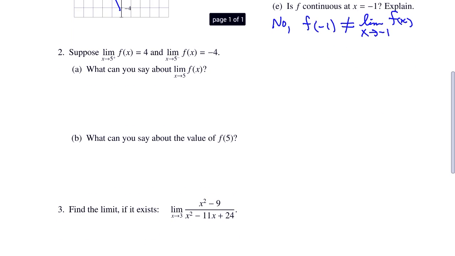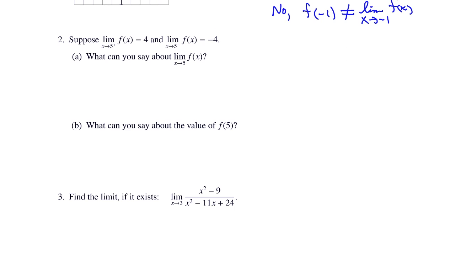Question 2. Suppose that the limit as x goes to 5 from the right is equal to 4, and the limit as x goes to 5 from the left is equal to -4. What can you say about the limit as x goes to 5, the two-sided limit from both sides? Well, since the one-sided limits are different, one's +4, the other's -4, this limit does not exist.